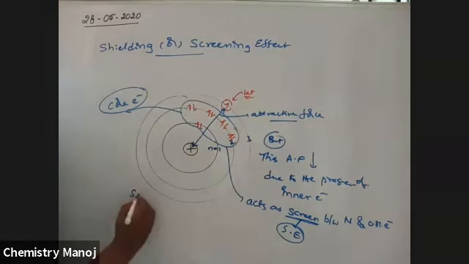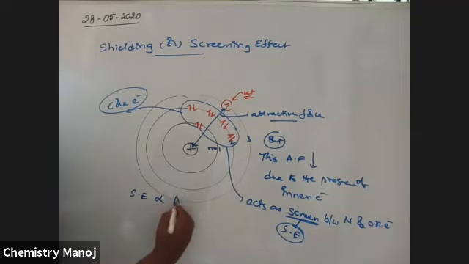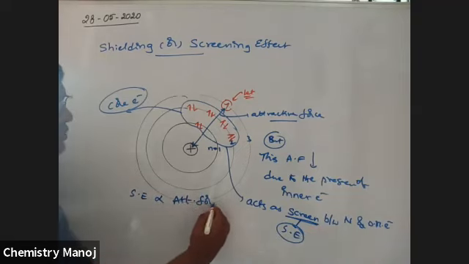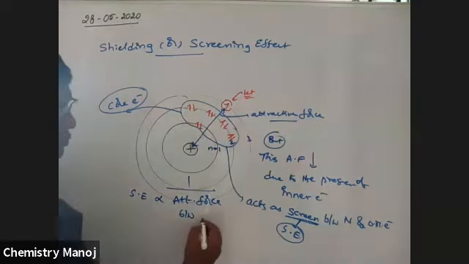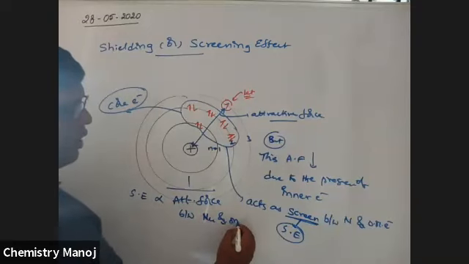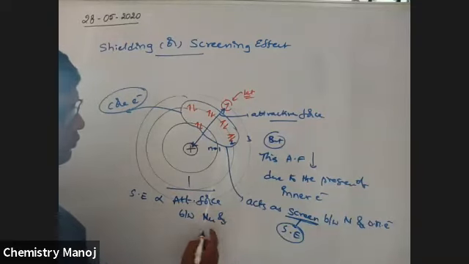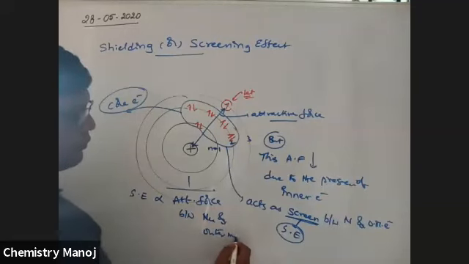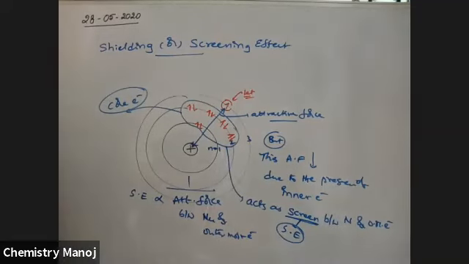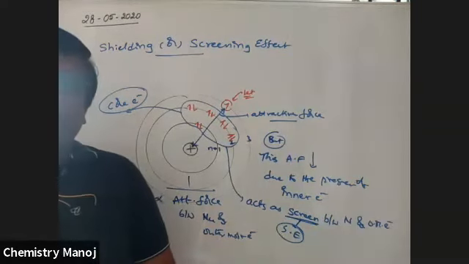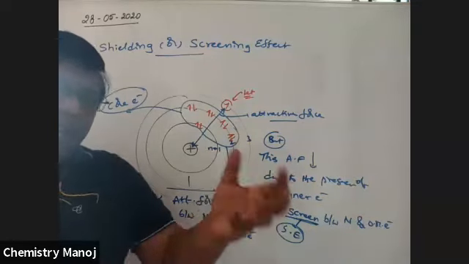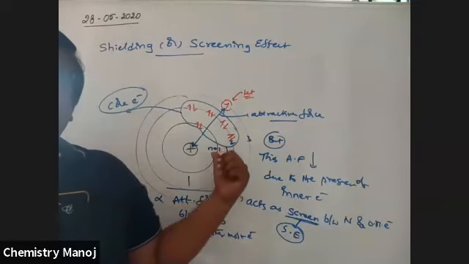That means the screening effect is inversely proportional to the attractive force between the nucleus and the outermost electrons. So that is called the screen. It is frequently used for any inner electrons that decrease the attraction. Sometimes in ionization energy concepts, this effect is clearly explained.